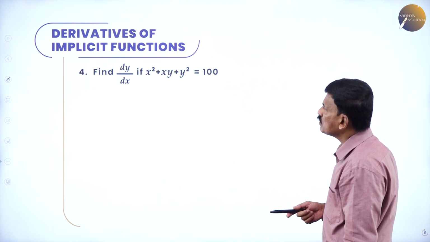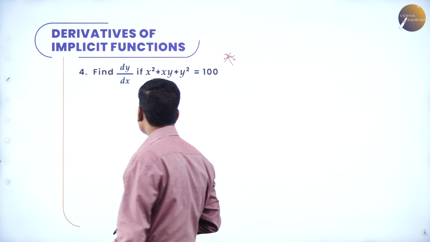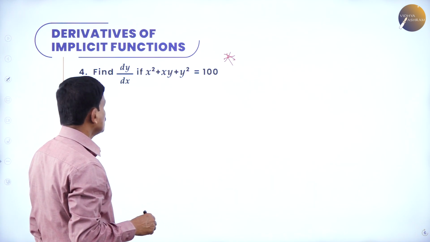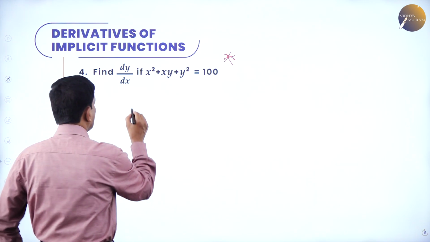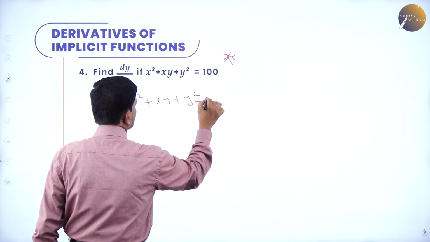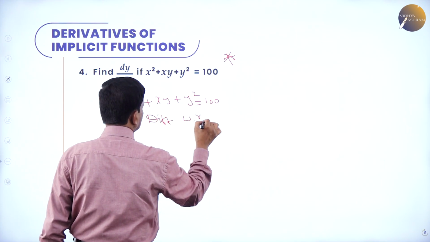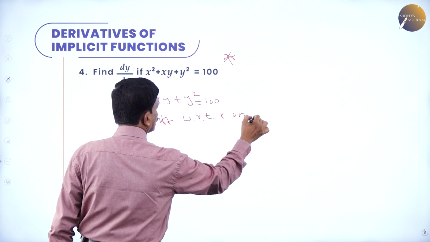Move on to the next problem. Same, this is very important problem. So, you may expect this also. x square plus xy plus y square is equal to 100. Differentiating with respect to x on both sides.